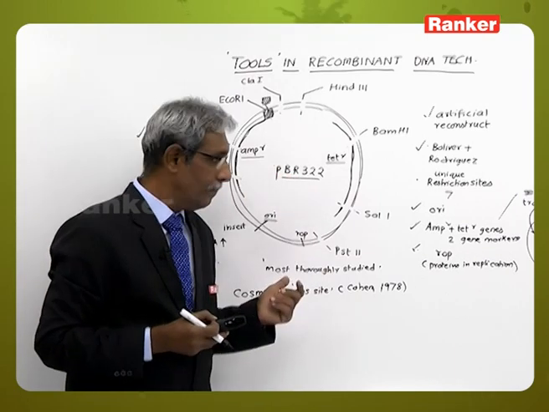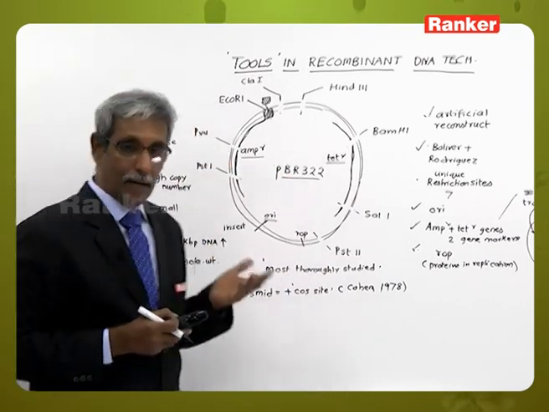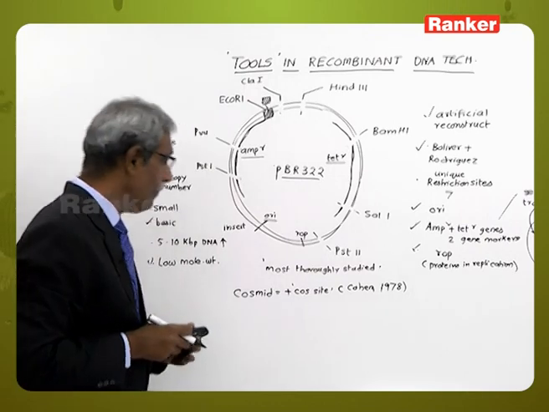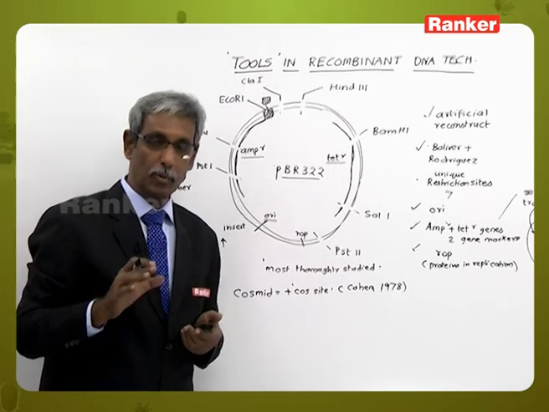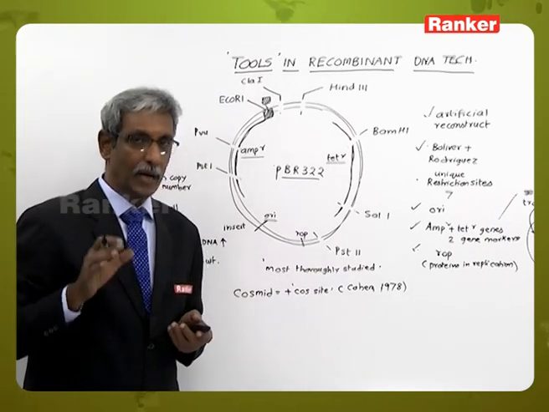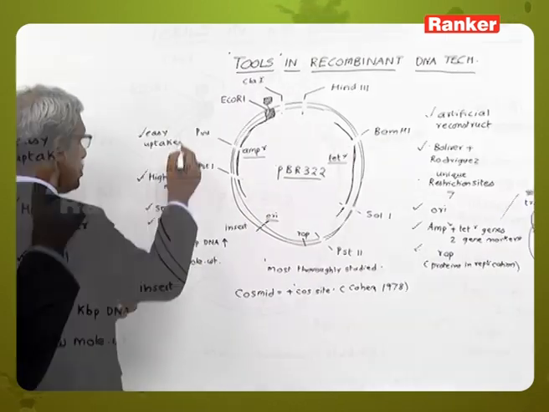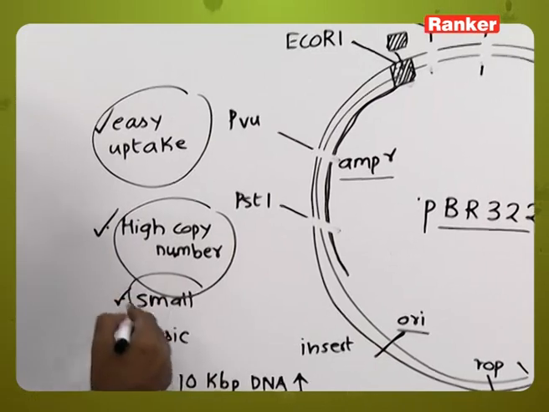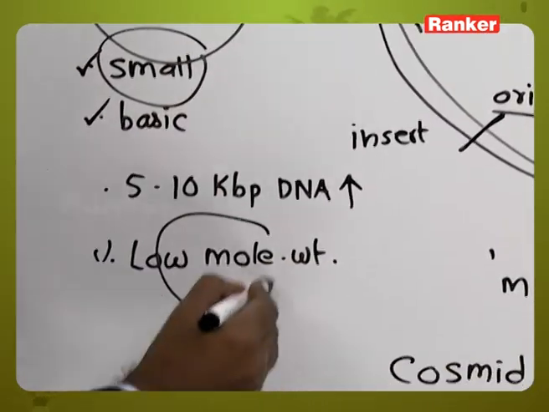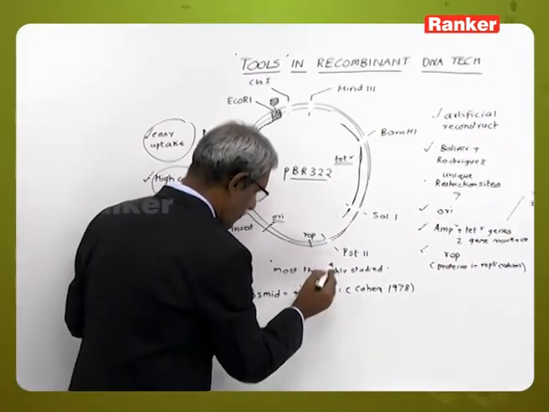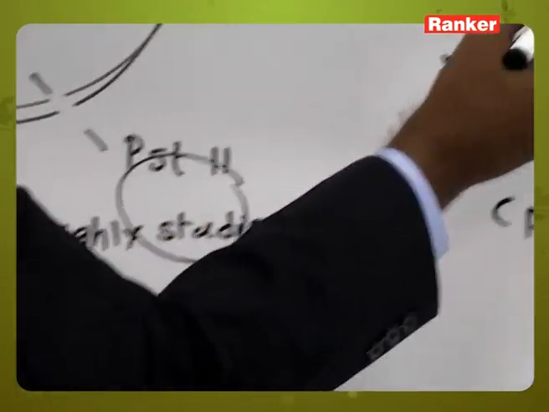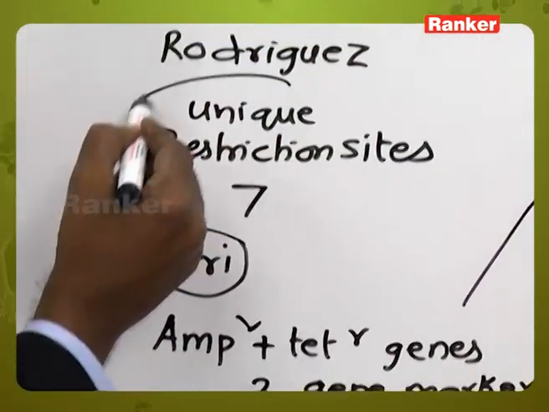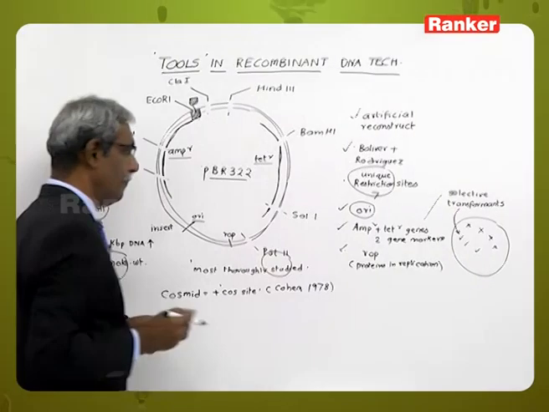So, it is very important for us to understand that plasmids are basic tools in genetic engineering. A good plasmid will show easy uptake, it should have a high copy number, it should be small with a low molecular weight, it should be thoroughly studied, and it should have an ORI and unique restriction sites.